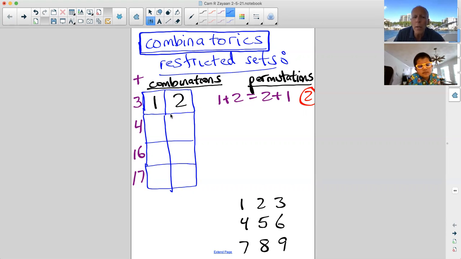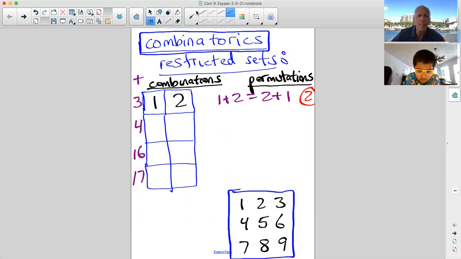What is the one combination for 4? And remember, we're only using the numbers 1 through 9. Okay, there is 2 and 2. Well, remember, we're not allowed to repeat digits in this exercise. But I think we did this at school, but let's go use 3 and 1. That's right.